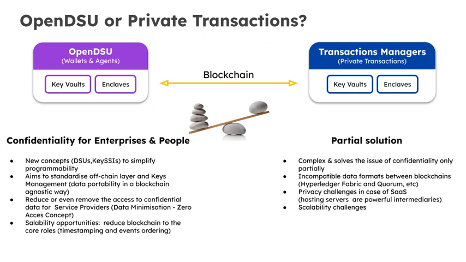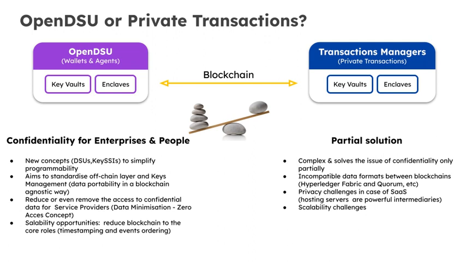OpenDSU can reduce or even eliminate access to confidential data for service providers, adhering to the principles of data minimization. OpenDSU opens up scalability opportunities by reducing the blockchain to its core roles, such as timestamping and events ordering. Traditional transaction managers, in comparison, are seen as partial solutions. They can be complex and only partially address confidentiality issues.